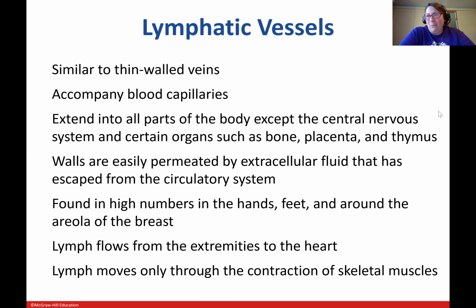So one of the reasons that a lot of people like to do rebounding is apparently that it is really good for getting the lymph moving. Walking is also an excellent way of getting the lymph moving throughout the body. But if you're stationary, the lymph isn't moving, it's just staying there.